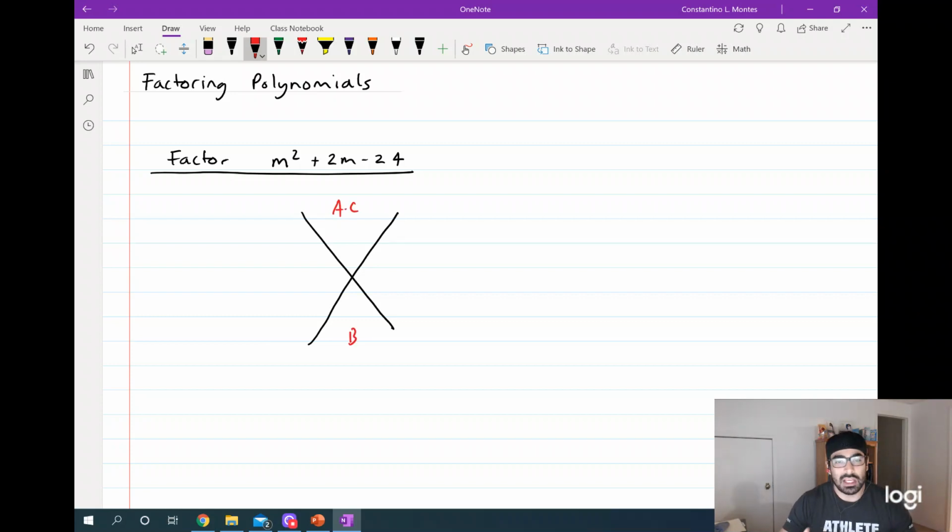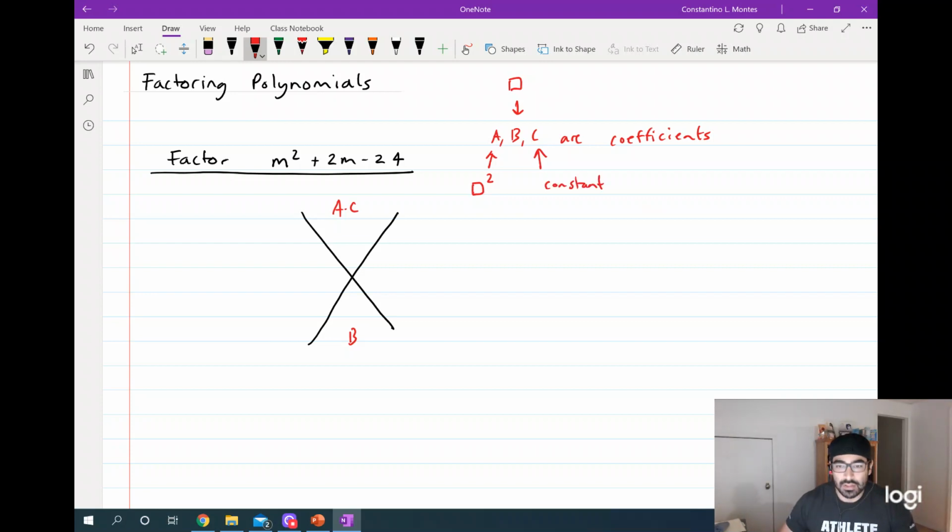Now, when we talk about a, b, and c, they are coefficients. To put it in simpler terms, it's the numbers that are being multiplied to the variables. The a is for the quadratic term, the one that you're going to see to the power of 2. B is what we call the linear coefficient term. That one's just going to be the variable. And then C is just a constant. It has no x attached to it. So maybe I'll just write constant.